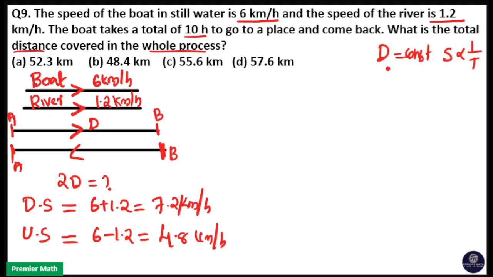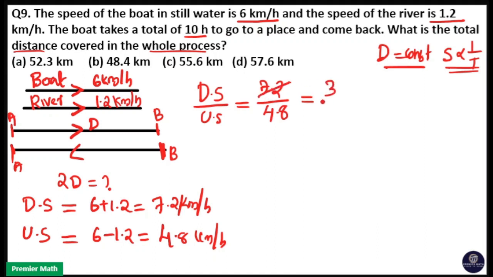When distance is constant, speed is inversely proportional to time. So you have to find the speed ratio. Here the speed ratio is downstream speed divided by upstream speed, that is 7.2 divided by 4.8. 2.4 into 3 is 7.2, and 2.4 into 2 is 4.8. So the speed ratio is 3 by 2. Then the time ratio, that is downstream time and upstream time, is the reverse of the speed ratio, that is 2 by 3.